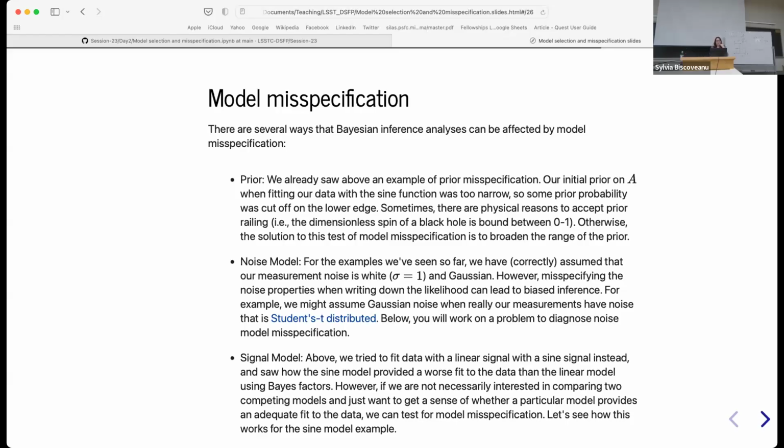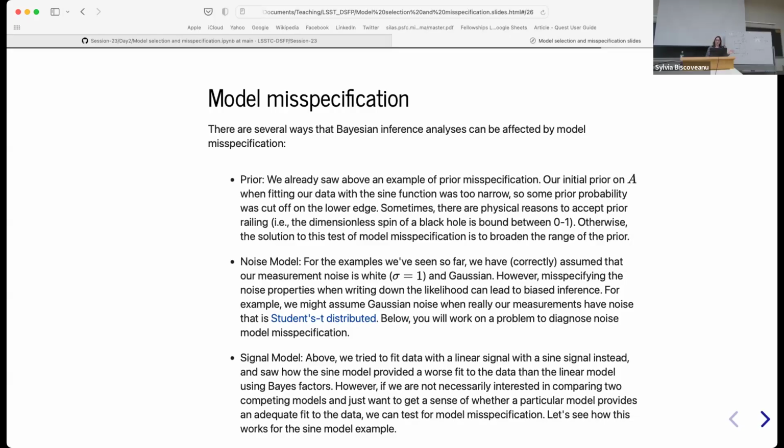Okay. So in this case, we've been comparing two models or multiple models that we think might fit the data plausibly equally well. But sometimes we just want to check whether or not we've made a bad choice with a specific model that we've chosen to use. And so to do this, we can check for model misspecification. So there are several different ways that a model can be misspecified.